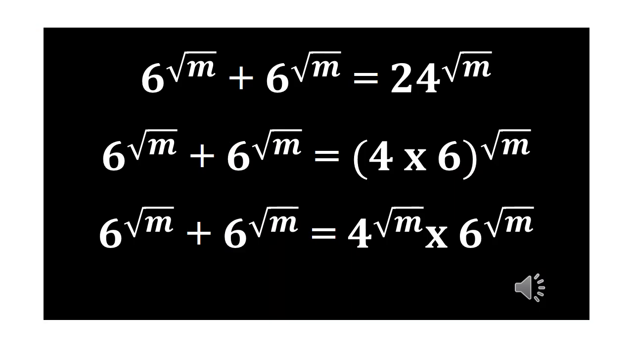Now to start with, we are going to simplify 24 raised to power square root of m. We simplify 24 to 4 times 6 so that we can have 6 in common with the other side of the equal sign. So we now have 6 raised to power square root of m plus 6 raised to power square root of m equals open bracket 4 times 6 close bracket raised to power square root of m.